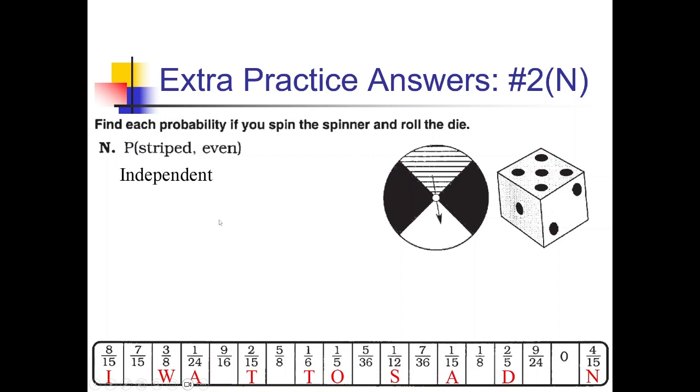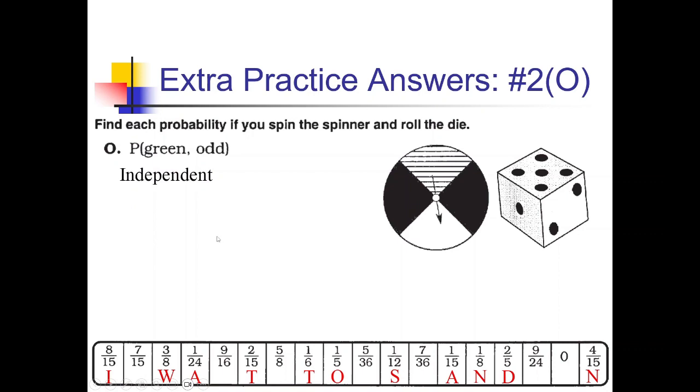For 2n, I want striped and even. There's only 1 striped spot out of 4, so 1/4. Even numbers, I've got 2, 4, and 6, so that's 3 of the 6 numbers being even. 1/4 times 3 over 6, I've got 3 over 24. Reduce that by 3s to get 1 over 8. 1 over 8 is right over here, so that's n.